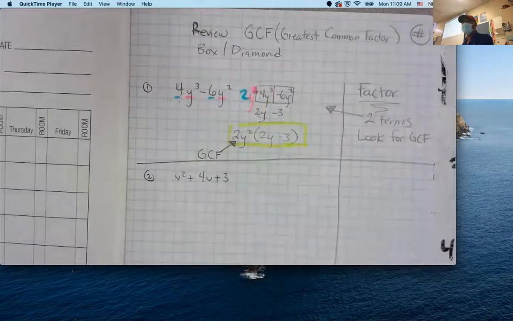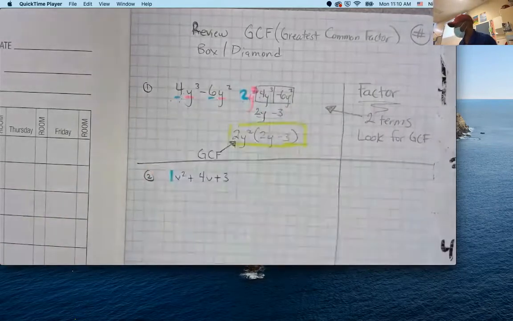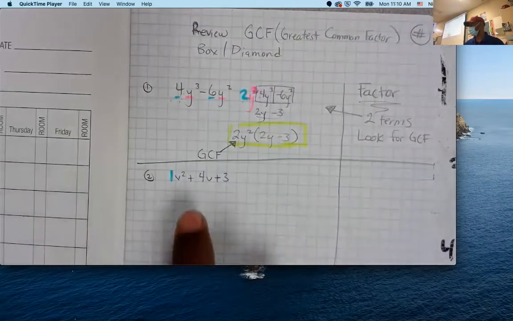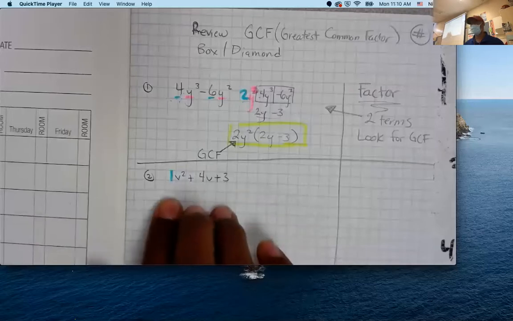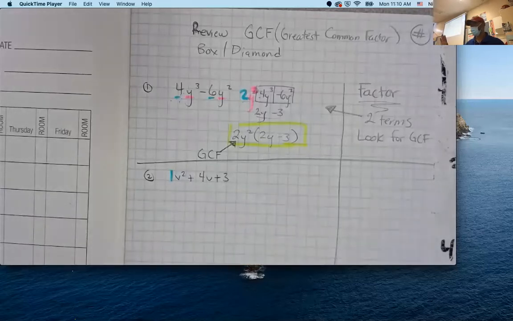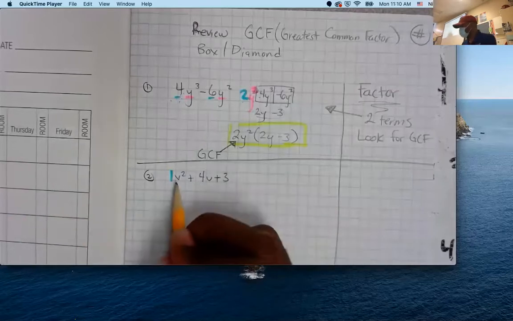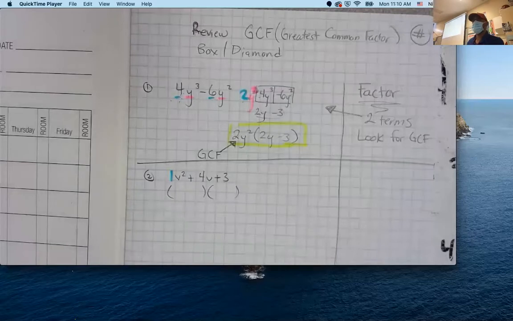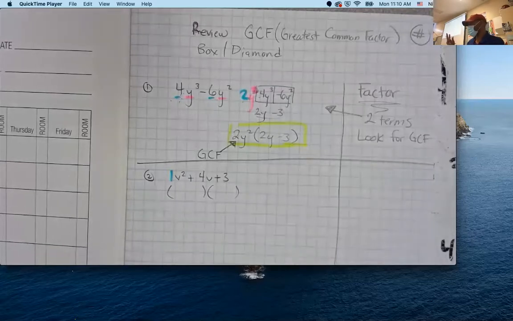the box or diamond. Now, what I do want to emphasize is that when you have only 1 as the first number for a trinomial, or when you have these 3 numbers, if it's just 1, you can do a shortcut. So here I can go straight from this to the factors. You'll have 2 factors.